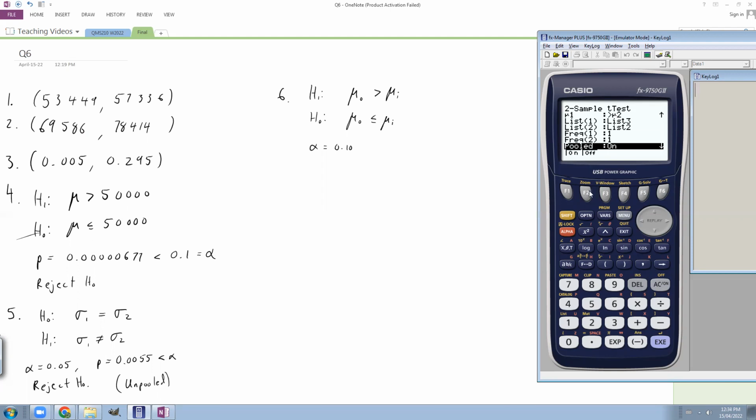Pooled is off because of the results of part 5. We rejected the null hypothesis for our F-test, and we don't believe that the two groups have equal variances. So pooled is off. And then we run this and we get our p-value is extremely small. It's practically 0, right? It's 0.000000028.